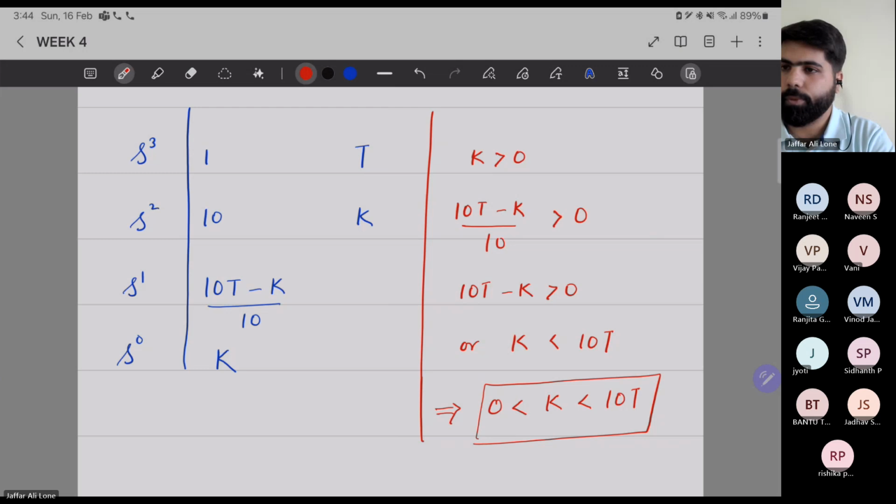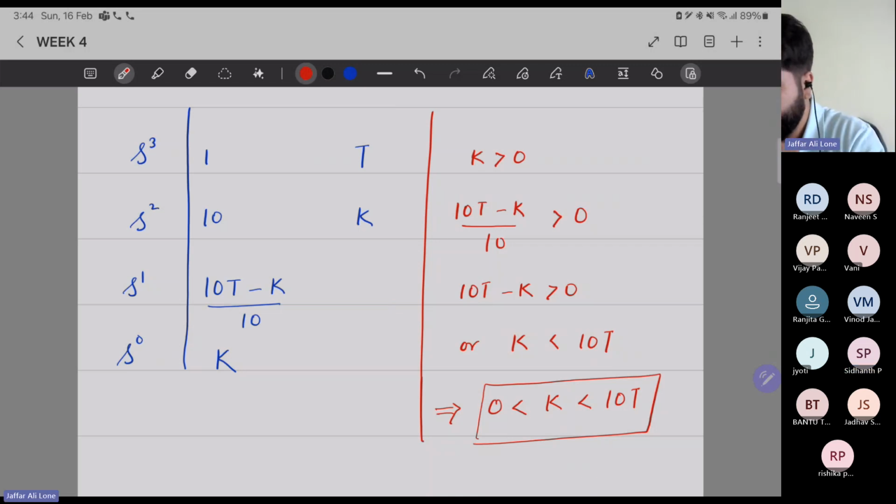So I hope this is getting clear. Yeah, please unmute yourself and ask, Siddhant. Sir, I do have a doubt, sir. How to find the characteristic equation, sir?